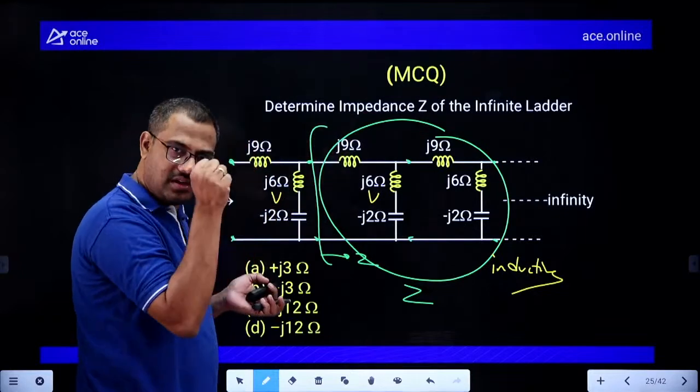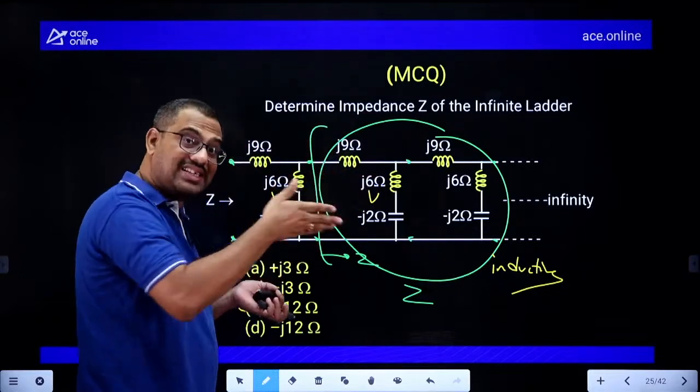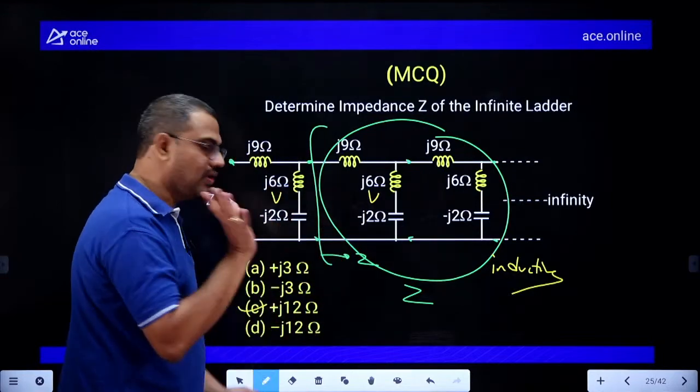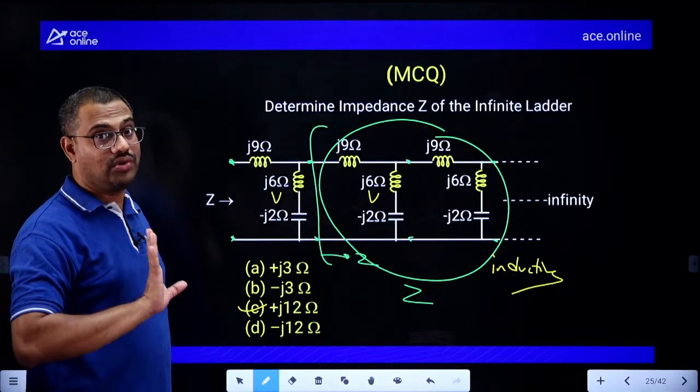All series elements, positive reactance. Shunt also, XL greater than XC, positive reactance. So the nature of the network is inductive, plus J12 only. Understood? See how good a question it is.